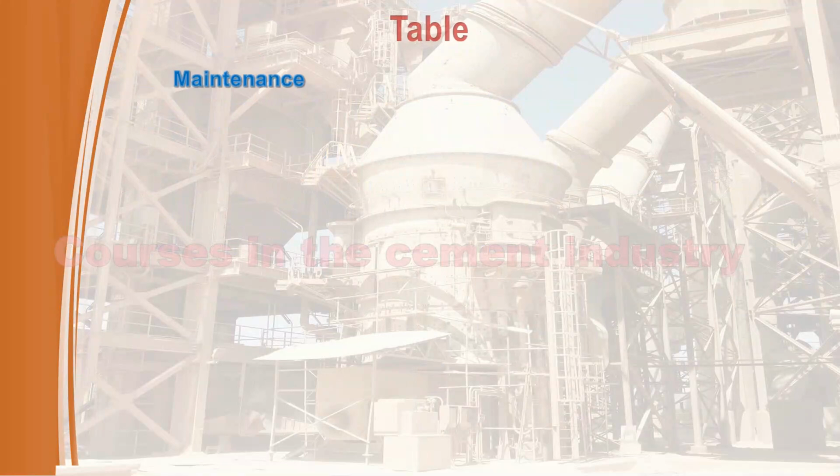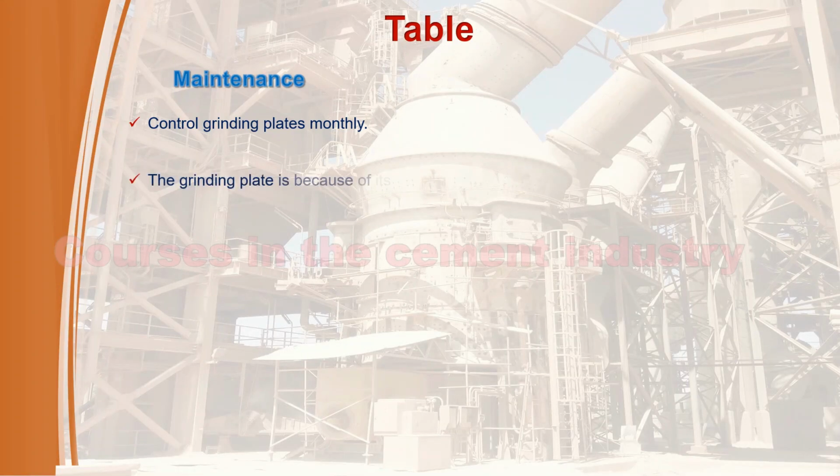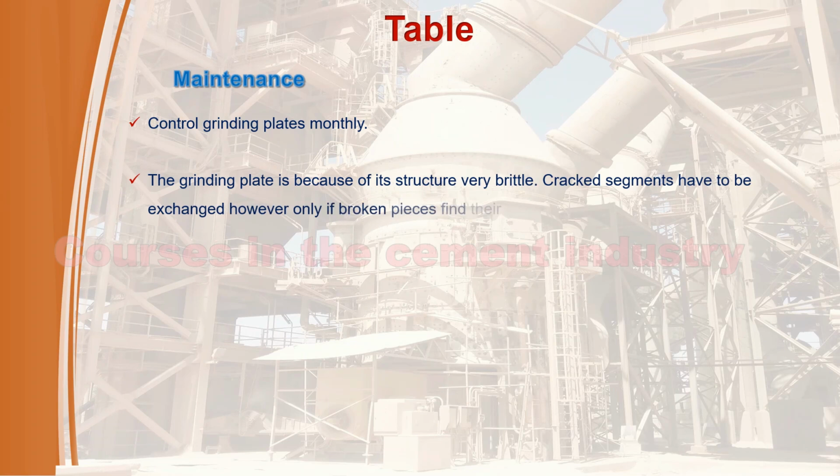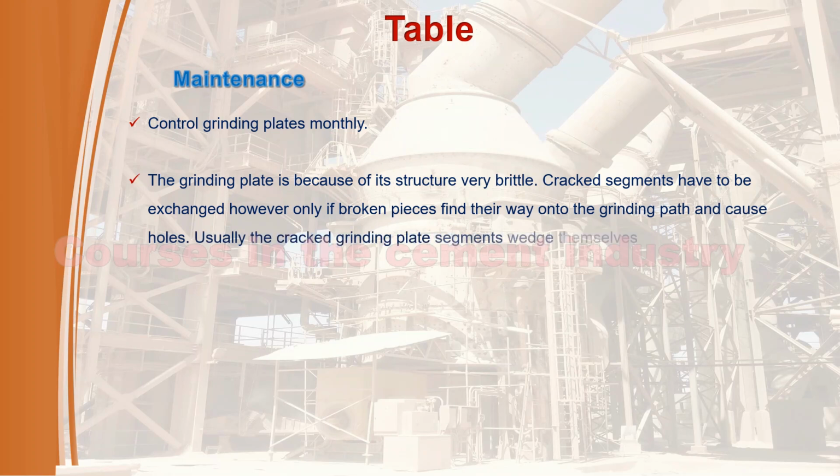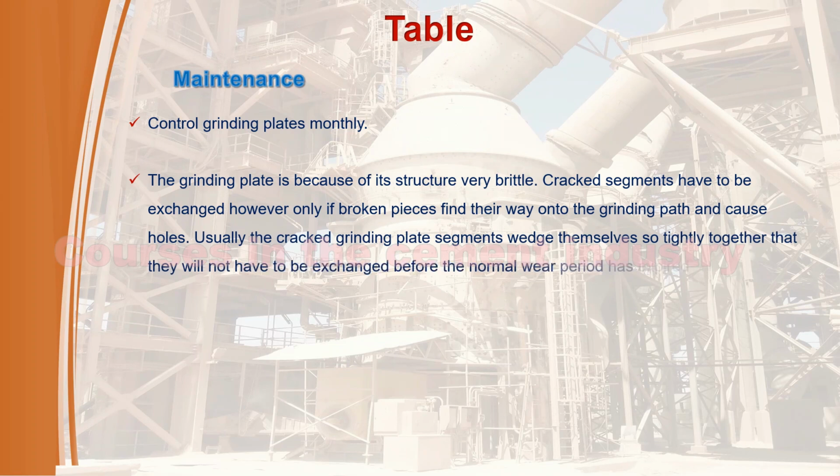Maintenance for table. 1. Control grinding plates monthly. 2. The grinding plate is, because of its structure, very brittle. Cracked segments have to be exchanged, however, only if broken pieces find their way onto the grinding path and cause holes. Usually the cracked grinding plate segments wedge themselves so tightly together that they will not have to be exchanged before the normal wear period has expired.